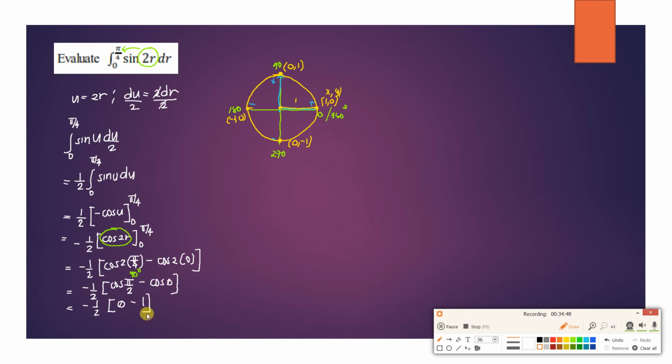Okay, so we have negative 1/2. 0 minus 1 is negative 1. So negative times negative, it makes it positive. So the answer is just equal to 1/2. Okay? So yan yung example. Sa book, you still have more examples na pwedeng isolve.